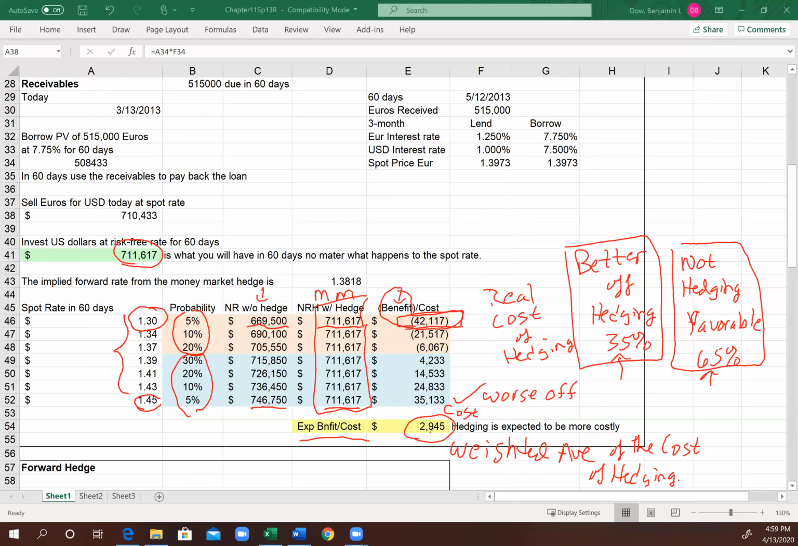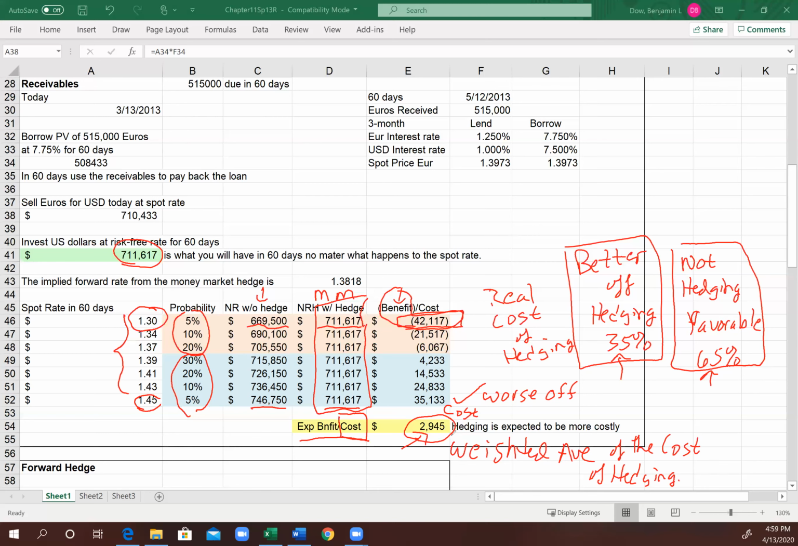What does that mean? Obviously, if the expected cost of hedging were negative, that means that there's a benefit to hedging, and it would be a no-brainer. If hedging results in a negative cost, or it results in a net benefit, then it's pretty easy to decide. Hedging is worthwhile because hedging expects to benefit us. In this case, though, hedging is expected to cost us. On average, it costs us about $3,000.